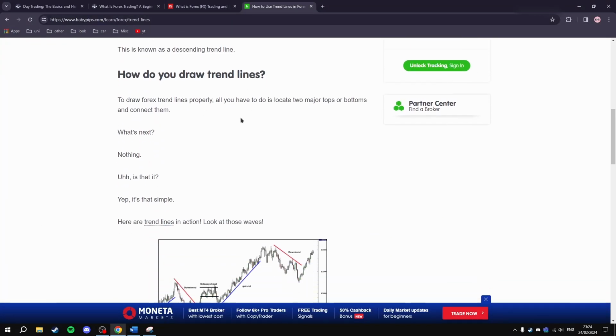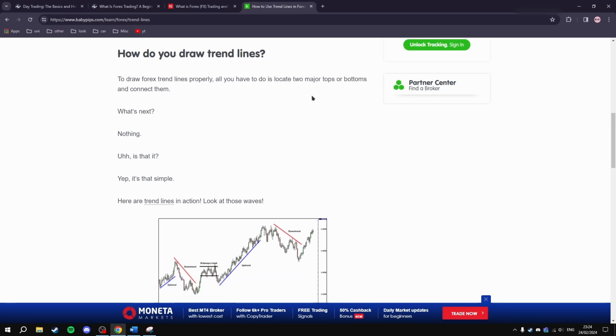How do you draw trend lines? To draw Forex trend lines properly, all you have to do is locate two major tops or bottoms and connect them. What's next? Nothing. That's it. Is that it? Yes. It's that simple. Here are our trend lines in action. Look at those waves.